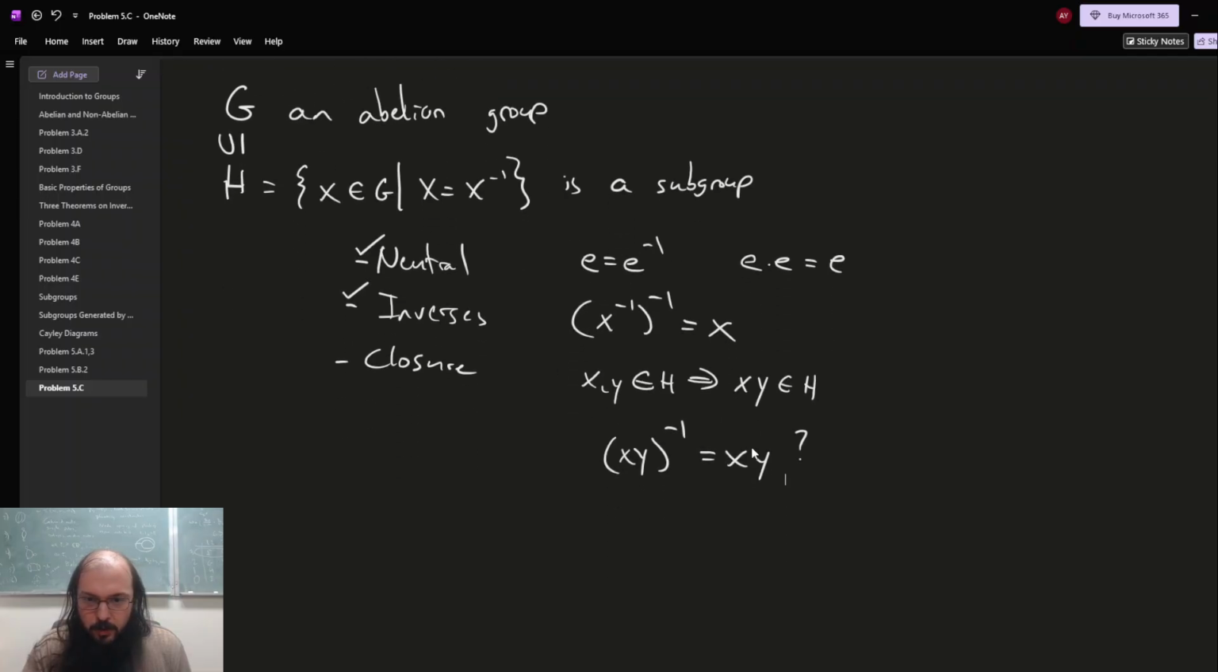Well, what we know is that from our shoes and socks lemma, this will be equal to y inverse x inverse. And now from assumption, each of these is individually y and x because x and y are in our set H, so they become equal to themselves. Lastly, since the group is abelian, we can reverse the order and get xy. xy inverse equals xy. We declare victory.